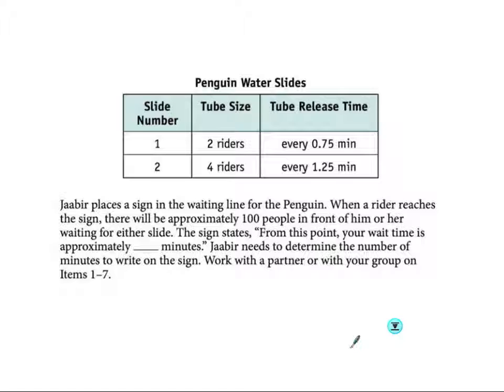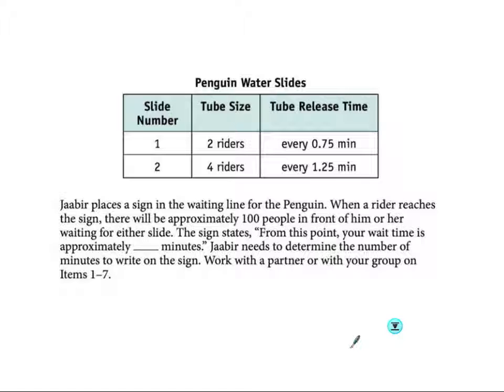Continuing on, Jabir places a sign in the waiting line for the Penguin, which is the name of the slide. When a rider reaches the sign, there will be approximately 100 people in front of him or her waiting for either slide. The sign states, from this point, your wait time is approximately blank minutes. Jabir needs to determine the number of minutes to write on the sign. Work with a partner or with your group on items 1 through 7.